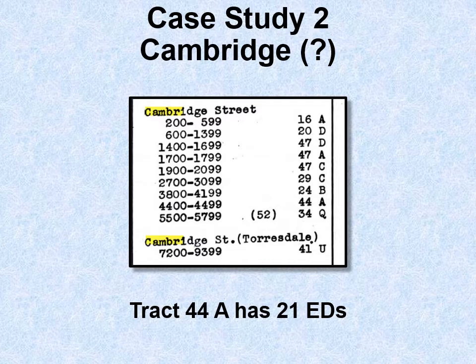44A does not have Cambridge Street. Does not have Cambridge Street, but it's right there. 44A has 21 enumeration districts. Do we want to add all 21 EDs to Cambridge Street line? Now notice the question mark here is a space, parentheses, question, parentheses.